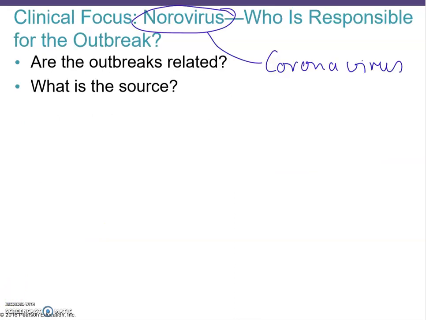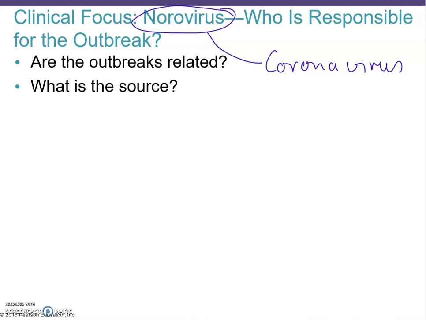Now let's finish this chapter by taking a look at the clinical focus. Originally in the Tortora, they have the Norovirus outbreak as an example for the clinical focus. And so the question was asked, who is responsible for the outbreak? Well, right now, everybody's talking about coronavirus. Nobody was even worried about norovirus.